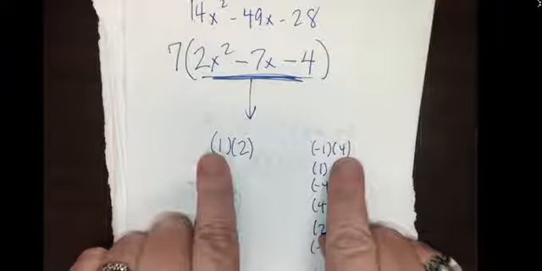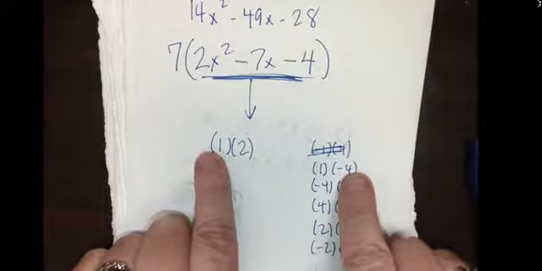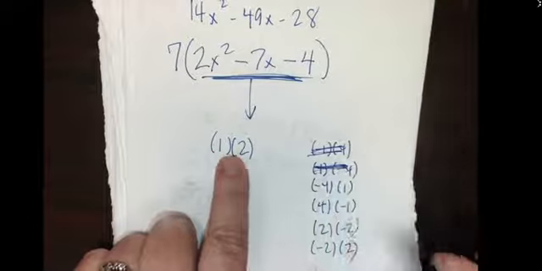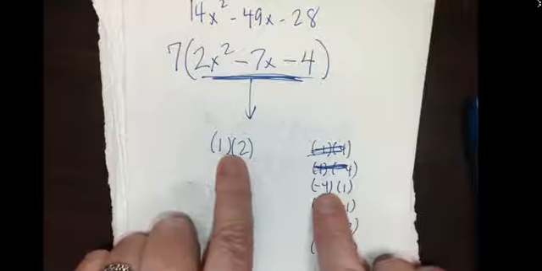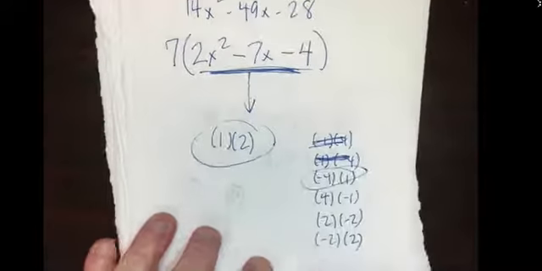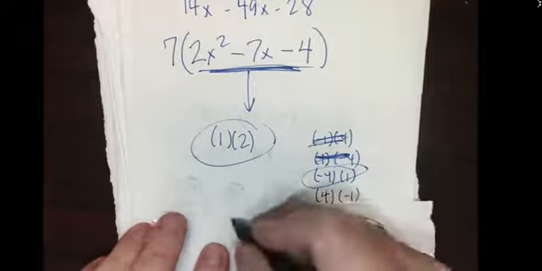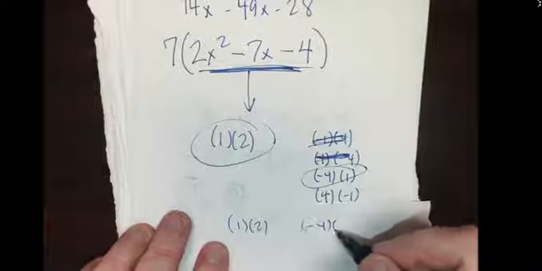Okay. 4 plus negative 2 is going to be 2. It's not going to be negative 7, so that doesn't work. Negative 4 plus 2 is not going to be negative 7. 1 minus 8 is negative 7. I found a pairing that works. If you find a pairing that works, then you can factor it. So 1 and 2 and negative 4 and 1.